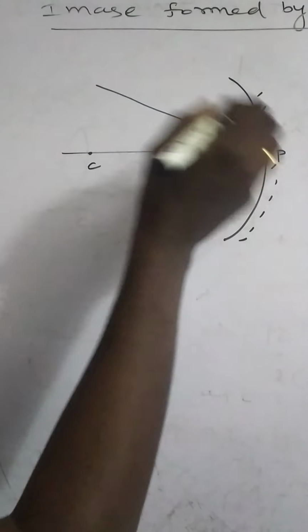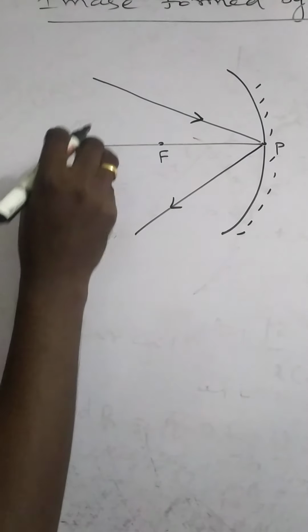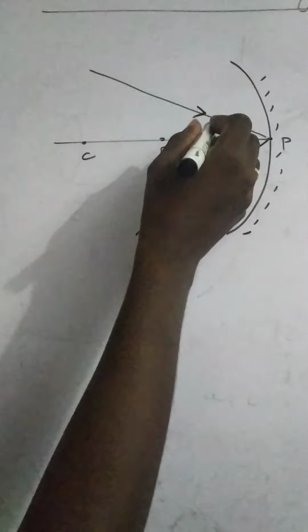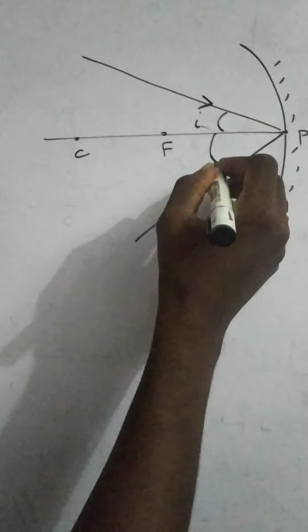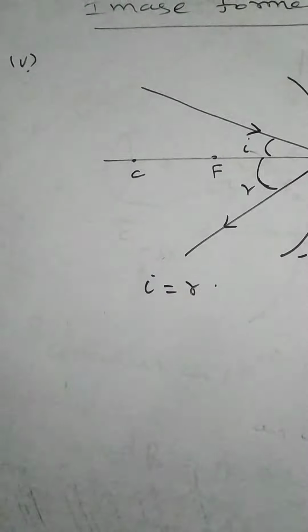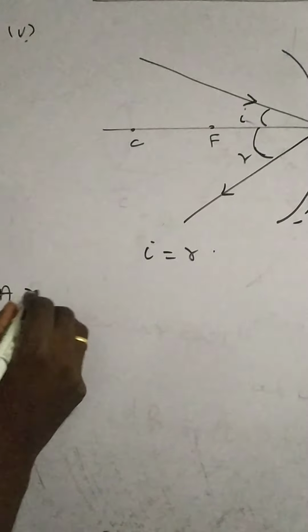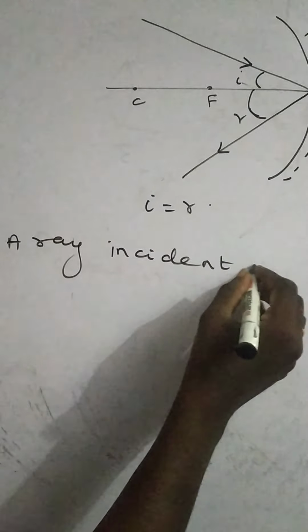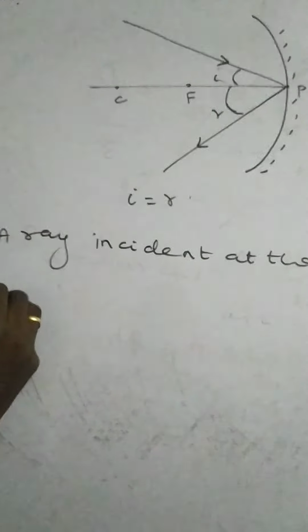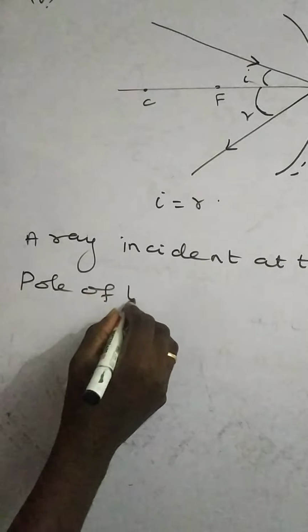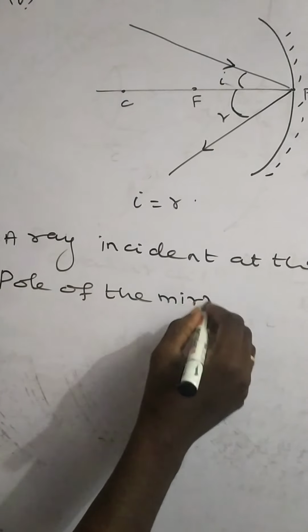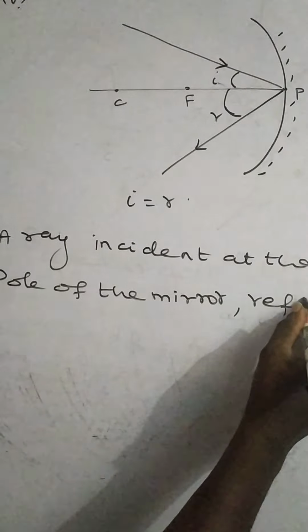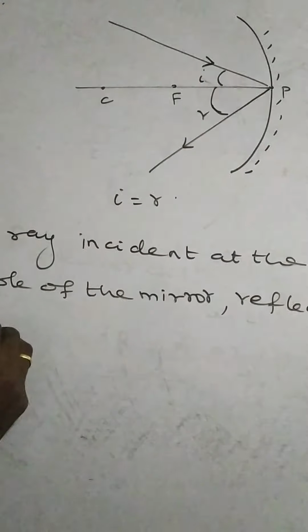A ray incident at an angle of incidence on the pole of the mirror is, after the reflection, reflected at the same angle. Rays incident on the pole of the mirror are reflected at the same angle. The angle of incidence is equal to the angle of reflection.